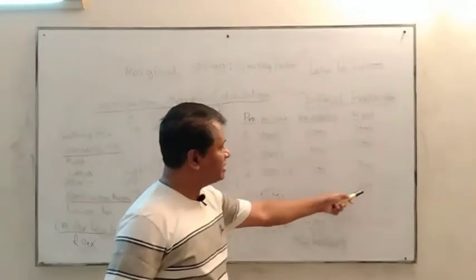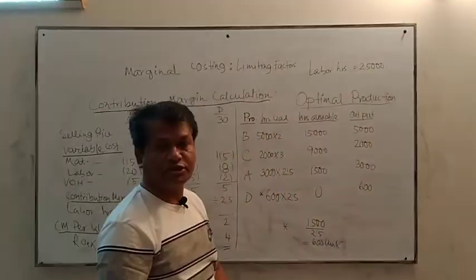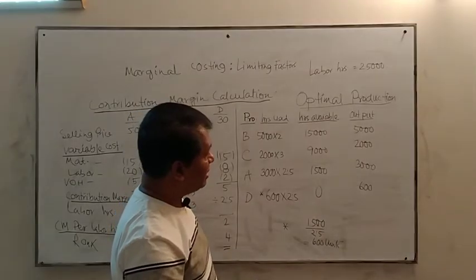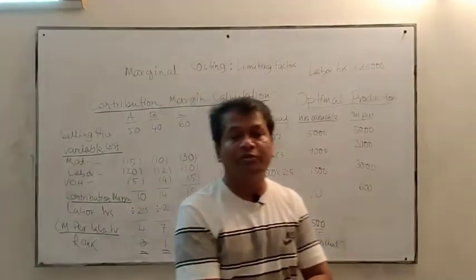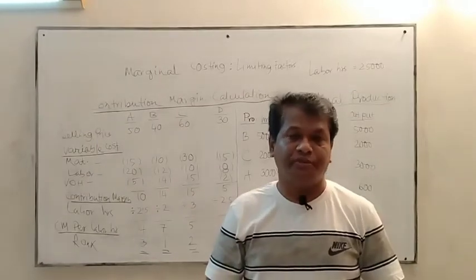So the production is 600 units. This is the optimal production, and it must be implemented by the organization. Once you get the optimal production, what happens? The company's profit is maximum.